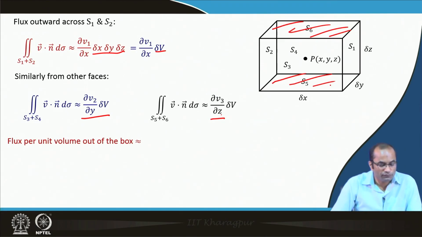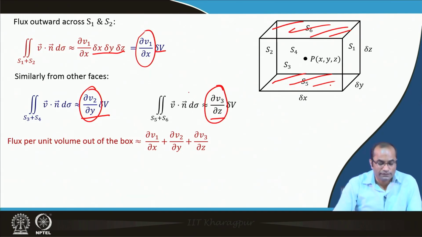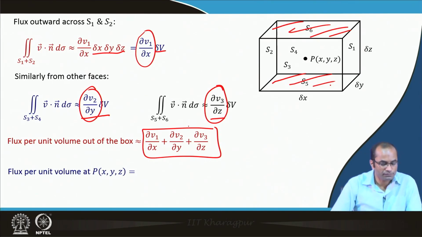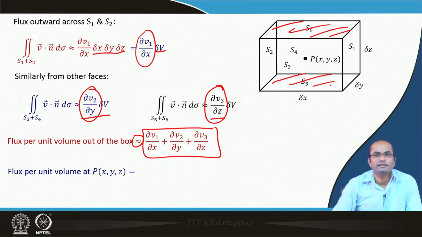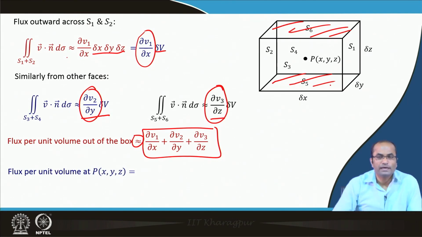So, the flux per unit volume out of the box, we can add all these and divide by this delta v to get this per unit volume. So, that means we will be adding del v1 over del x, del v2 over del y and del v3 over del z. So, this is the flux per unit volume at p. It is exactly equal, because in the limiting situation the approximations we have taken for computing all these integrals will actually become equalities.